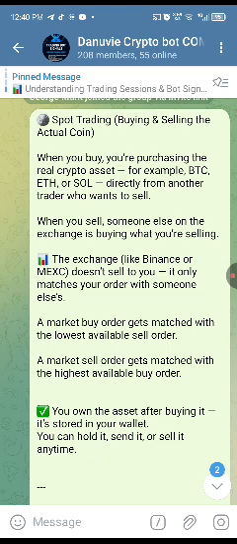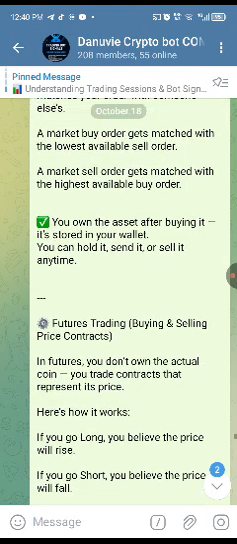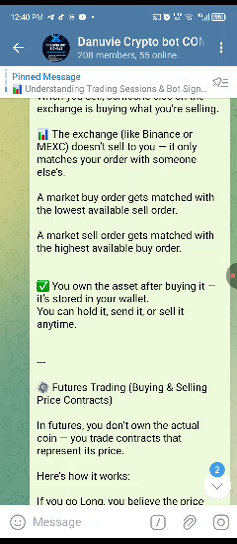So let's move on. A market buy order gets matched with the lowest available sell order. As you can see, the lowest available sell order. So when there is an available order, the system automatically matches your buy order with that sell order, and then you can transact with that person, and it happens simultaneously. The same thing here, a market sell order gets matched with the highest available buy order. So that's just how it works.